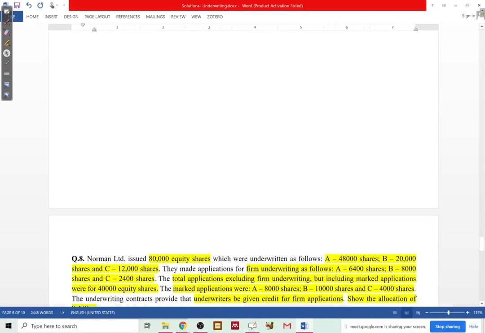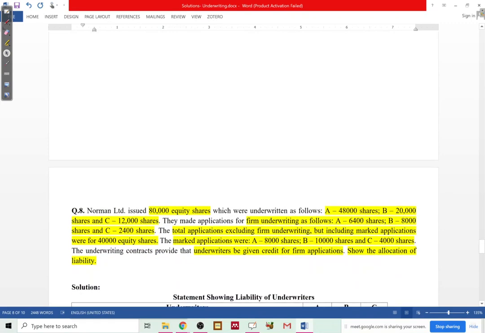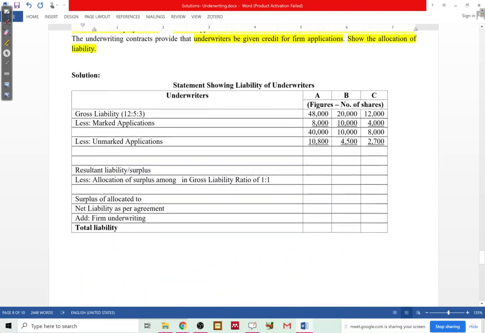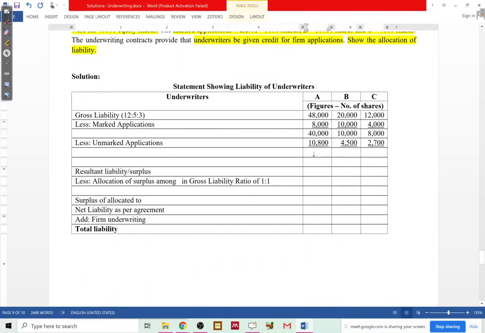So let's see, first let's get the balances out. After minusing, this is 29,200, this is 5,500, and finally you have 5,300. Okay, next. So you have a certain balance, you minus marked, you minus unmarked, and now you also, this is an additional step when benefit is given. Okay, so less firm underwriting.